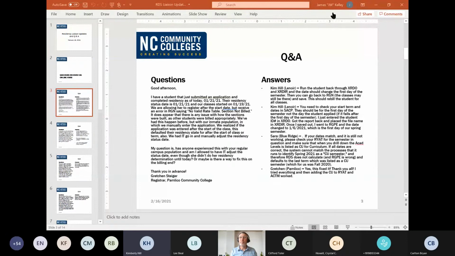We've had this problem several times, and for us, it's just that the application, when you do it, RDS pulls in the date of the application. So if you're processing that application after the start of the semester, you just got to make sure all your dates pull back to that first day of that semester so that RDS will recognize it. And a lot of times, once you fix everything in your system, if you run that number back through RDS, it automatically corrects. That's what I was trying to tell her. The other part is more of a registrar issue, so I don't know that part as well.